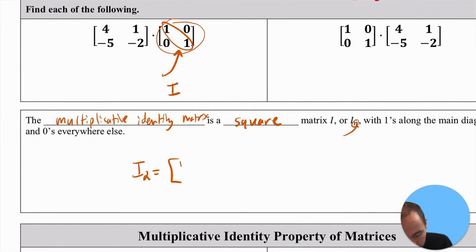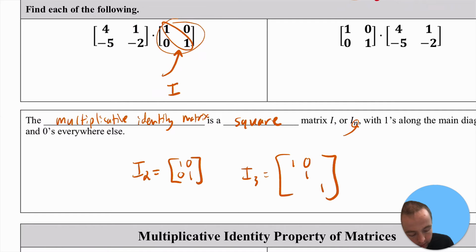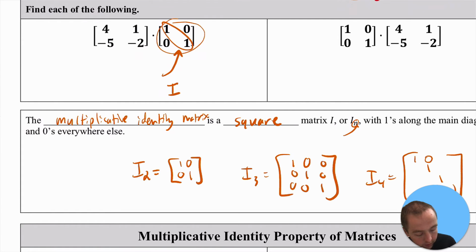It would be 1, 1, and then zeros everywhere else. Or the identity matrix that's the 3 by 3 would be I3. So you would fill up the entire main diagonal with ones, and then you do zeros everywhere else. And then just one more. If you had the 4 by 4 identity matrix, you'd have 1, 1, 1, 1 along the main diagonal, and then zeros everywhere else.